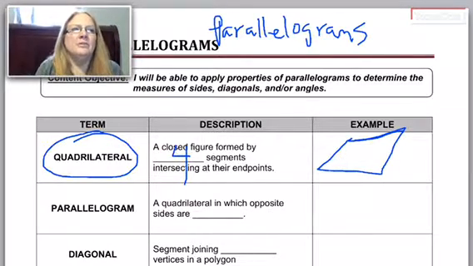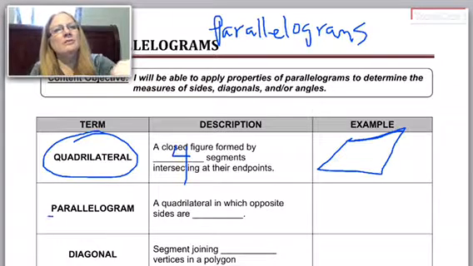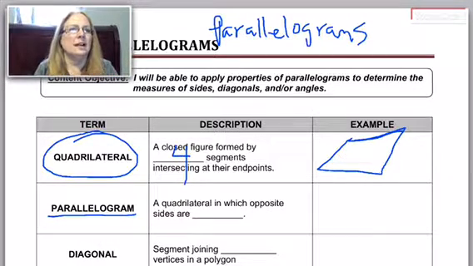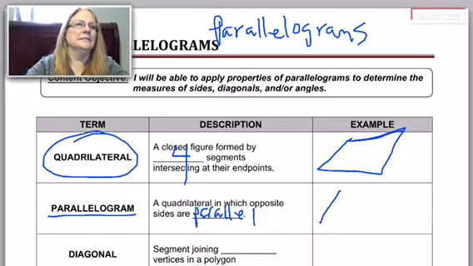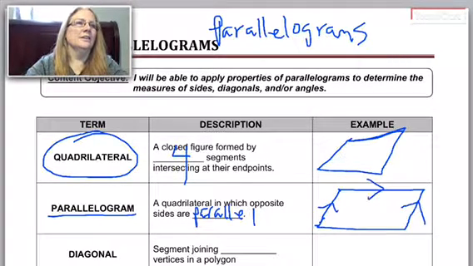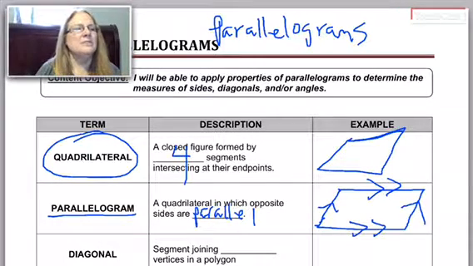But it's a very general term, whereas a parallelogram now is a special quadrilateral. It's a quadrilateral in which opposite sides are parallel. Okay, so I'll try and draw one. Something like this, where this side is parallel to this side, and this side is parallel to that side. And when that happens, there's some special properties that we're going to talk about.